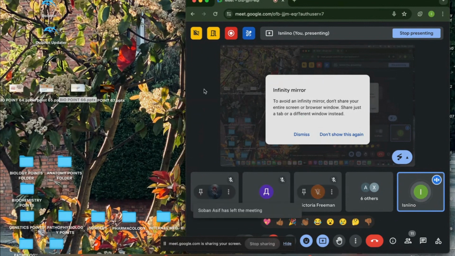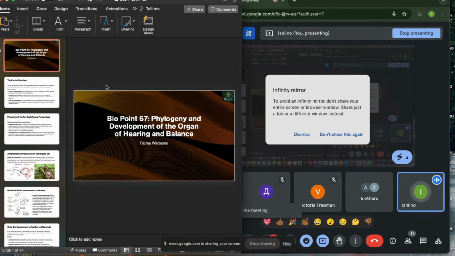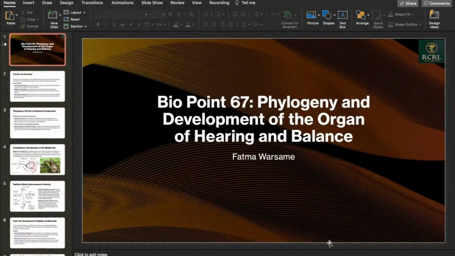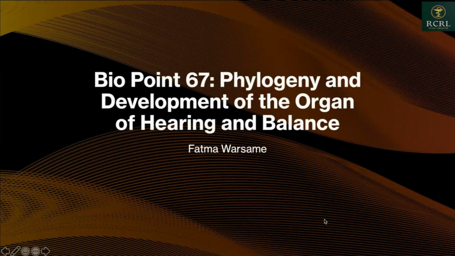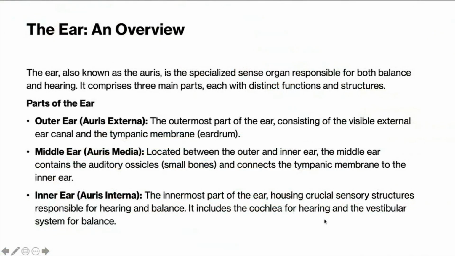We are at the last slide now, which is about the phylogeny and the development of the ears. The ears are responsible for two things, of course: hearing and also balance. The ear is also known as the auris, and it has three main parts.